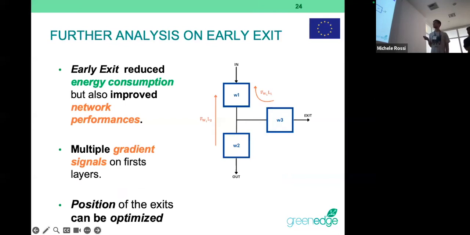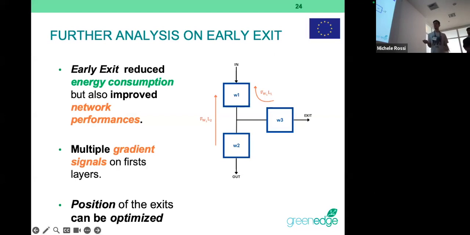That's probably due to the fact that since there are more exits, the first layers receive more gradient signals: the standard signal from the normal network, and also some signals from all the exits. And so these layers will have more signal, and so they will create features that are more able to catch images and classify them.